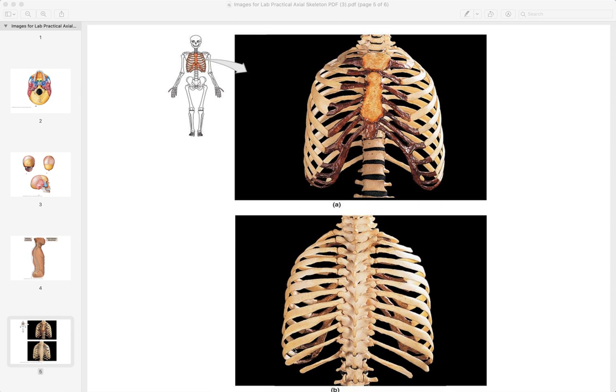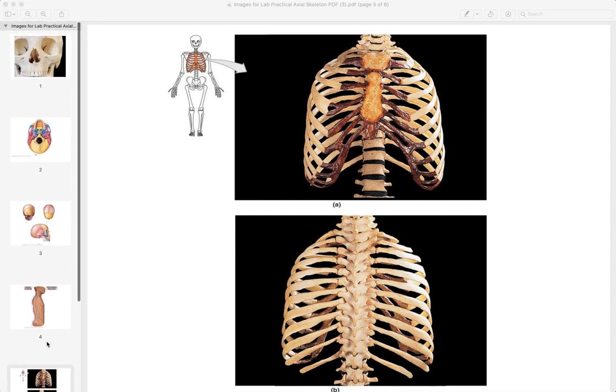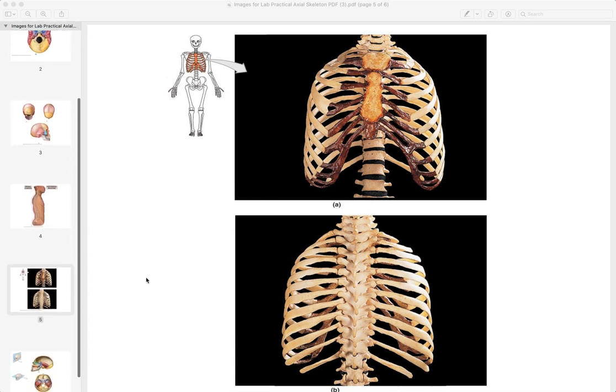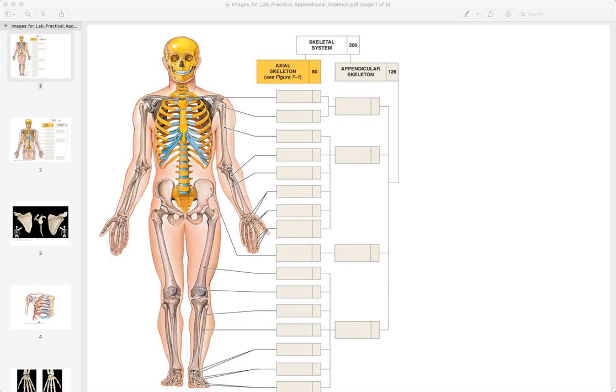Okay, so we'll move on to the appendicular skeleton. So we'll start with the shoulder. So let's go down. I actually need to pull up another set of slides. Okay, here are the slides for the appendicular skeleton.